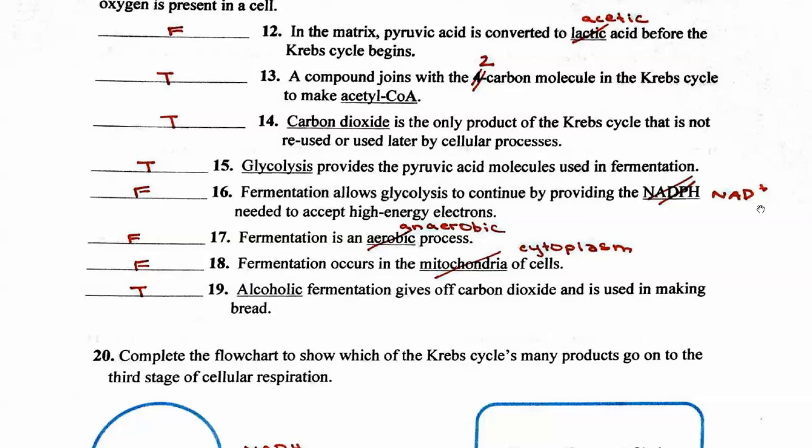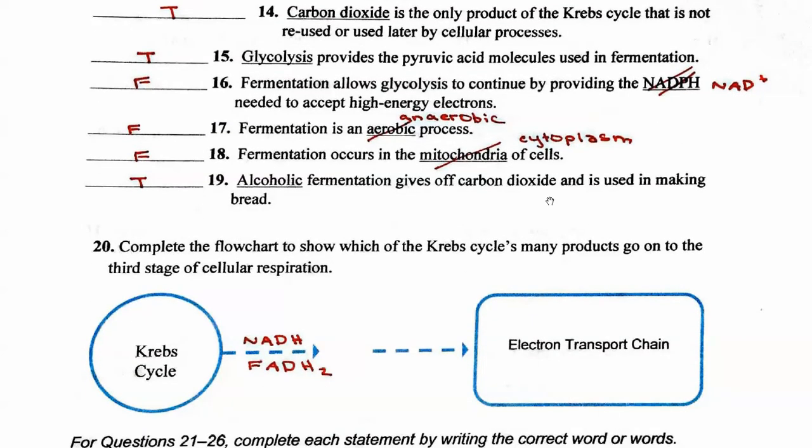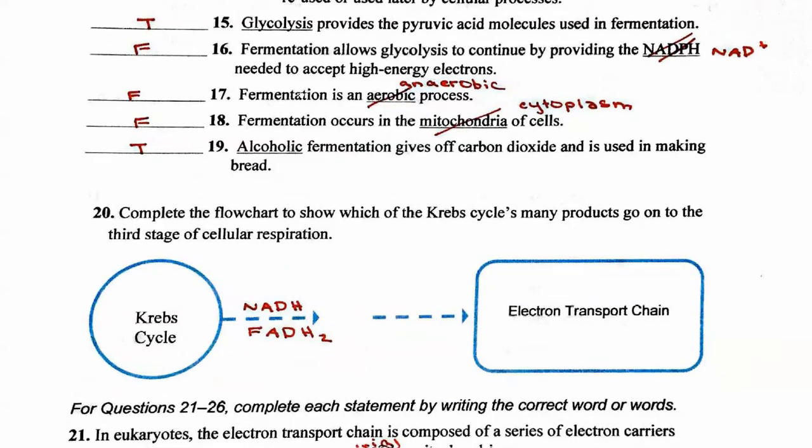This is what matters because then it'll grab electrons from your glucose, from your PGAL, in order to make NADH. Fermentation is an anaerobic process. That's the whole point, because the Krebs cycle and the electron transport chain can't happen, and so I need another way to remove the electrons from NADH. So that's what fermentation does.